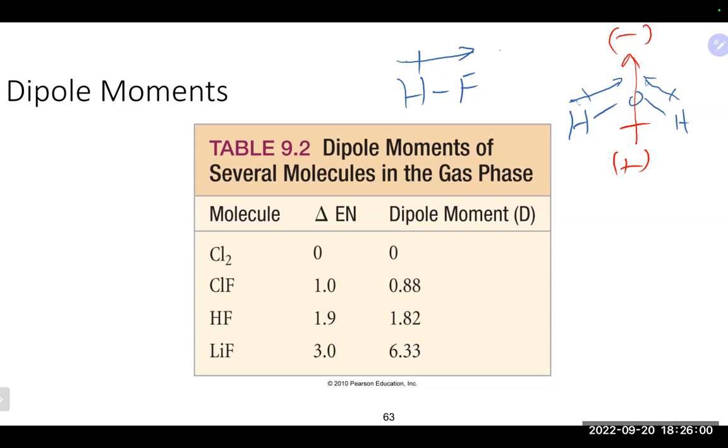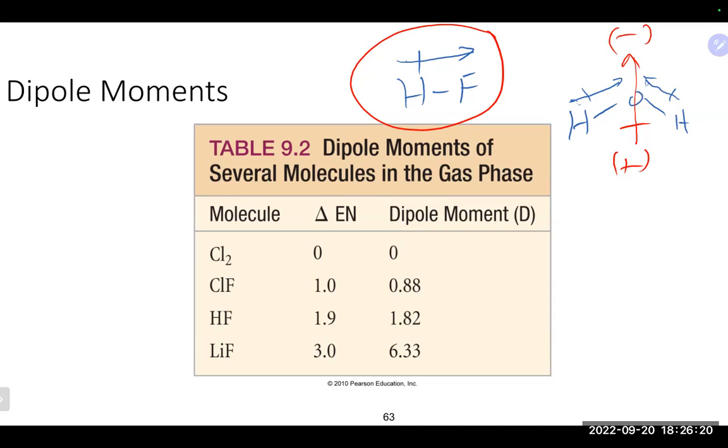The reason it's so simplified here in a diatomic molecule is, again, there's just one bond. You can only put two things in a straight line, so you'll just have an arrow pointing one way or the other when it's diatomic. So both the bond dipole and the dipole moment will be basically the same arrow.